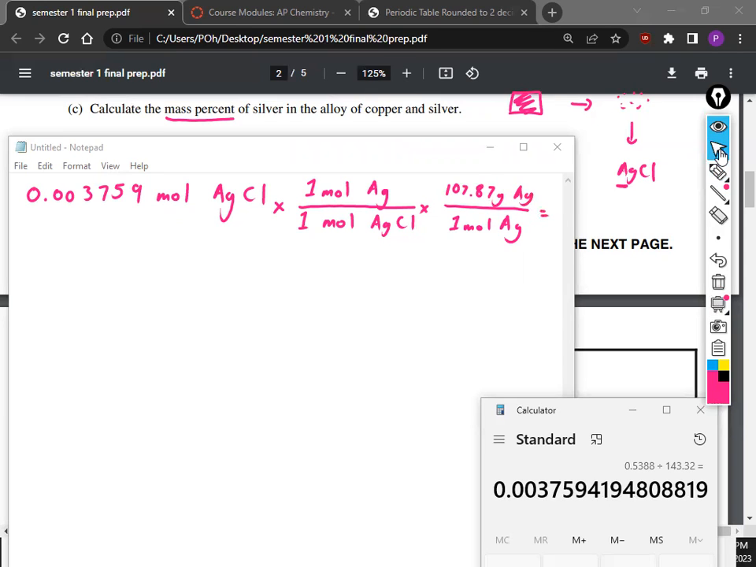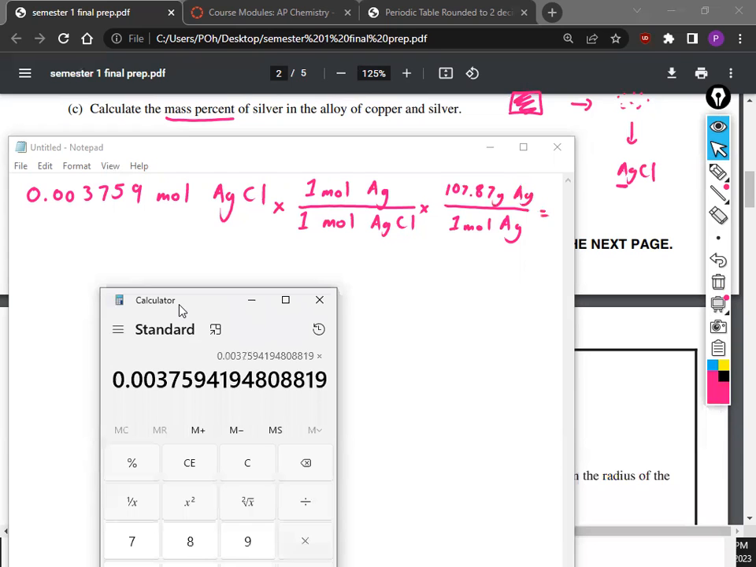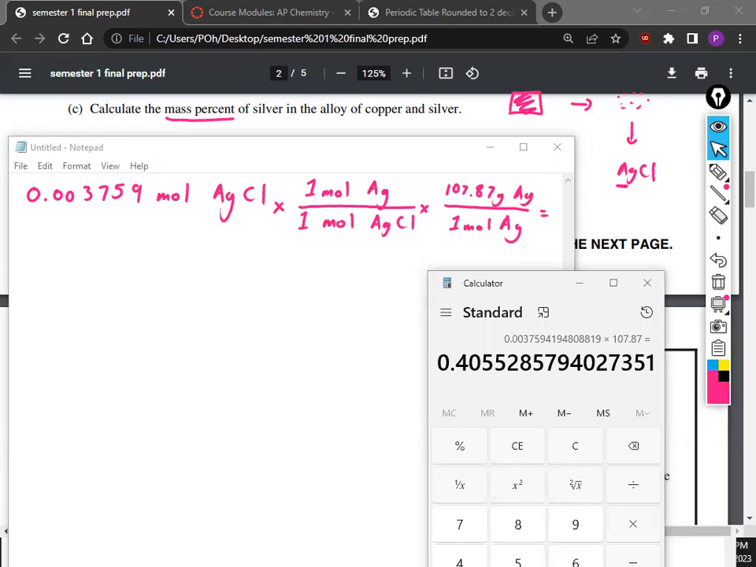Okay, so I'll give you guys a minute to punch that into your calculator and figure out the mass of Ag that we are working with. Okay, if you solve that equation, you'll get something around 0.4055 grams of Ag. All right, we're not done yet.